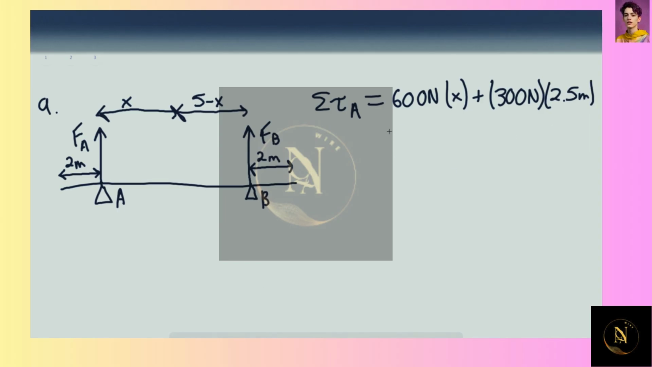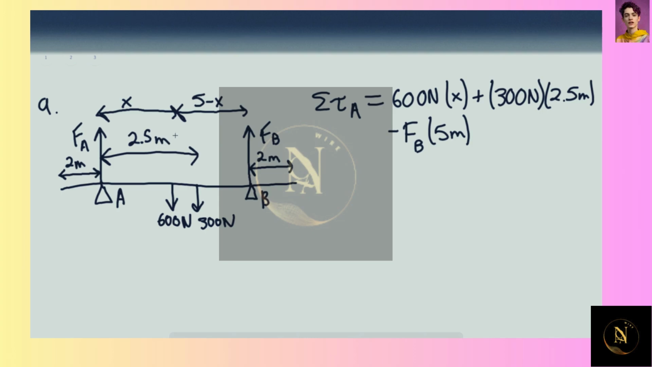And then minus the force of B times 5 meters. And we can just say here is a 600 newton force, and then somewhere here is the 300 newton force. And this distance from here is going to be 2.5 meters. So essentially, we're going to solve for the force of B, because we know that this sum is going to be 0 because this is in rotational equilibrium. So we can say that the force of B is going to be equal to 120x plus 150.